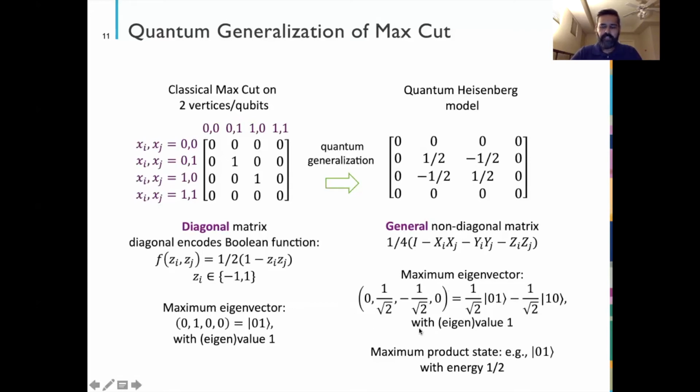In this case, the maximum solution has energy 1. However, if we're only thinking about basis states or, as mentioned previously, classical product states, the best you can do is a half. So here's a problem. Here's an instance where the gap between the best quantum and the best classical is already a half.